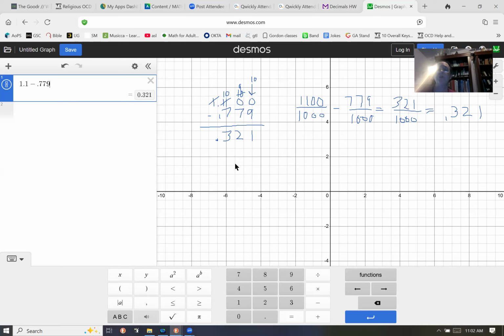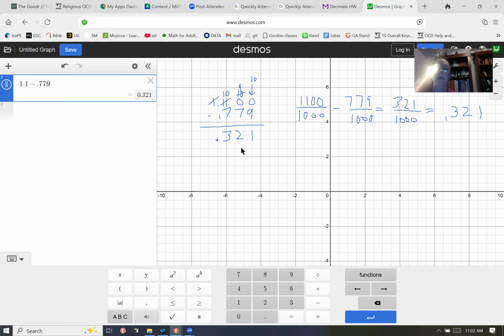Thomas and Kenneth, what's your preference? Do you prefer doing it mentally, where you turn everything into thousandths and call it 1100 thousandths minus 779 thousandths, or do you like the trading method? You can put it in the chat box or just unmute yourself.